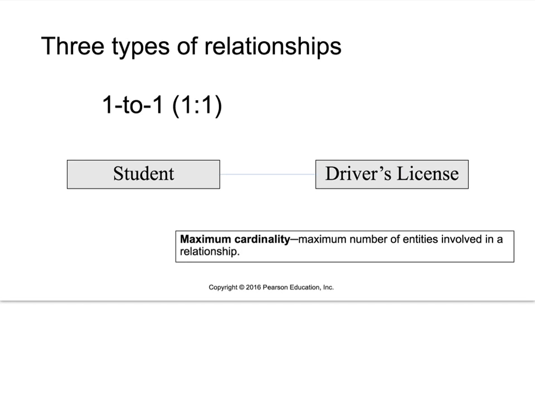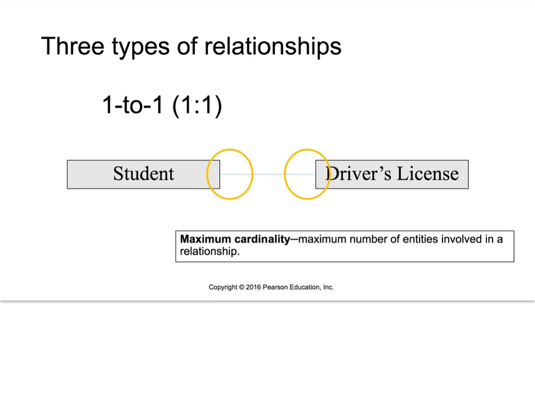There are three types of relationships or methods how entities can be related to one another. The first one is called a one-to-one relationship. In this relationship, one entity is directly related to one other entity and only one other. For example, if we think about students and their driver's licenses, for every student there is one and only one driver's license. So you can say that one student is related to one driver's license, or one student owns one driver's license.